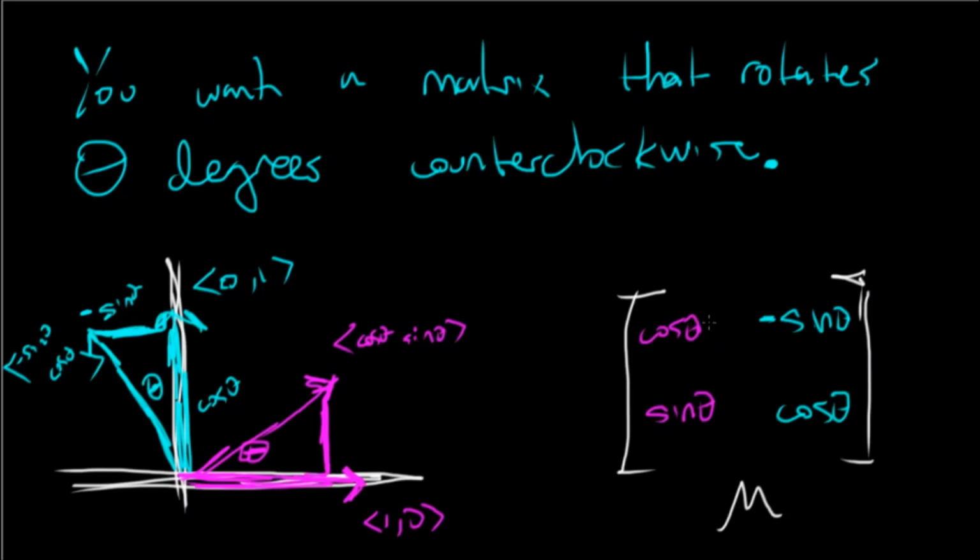Right? You give me the amount you want rotated, put it in here. That matrix is going to rotate that far in the counterclockwise direction. All right, this is actually potentially worth memorizing. This matrix right here has the power to rotate vectors theta counterclockwise.